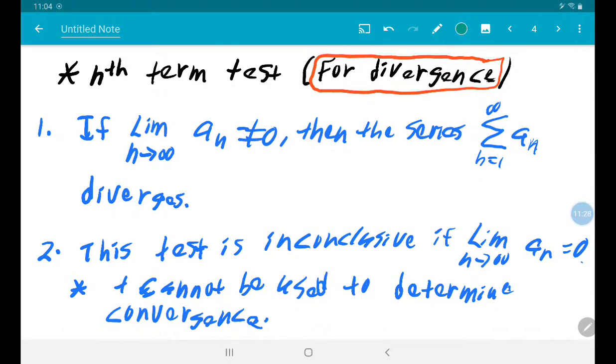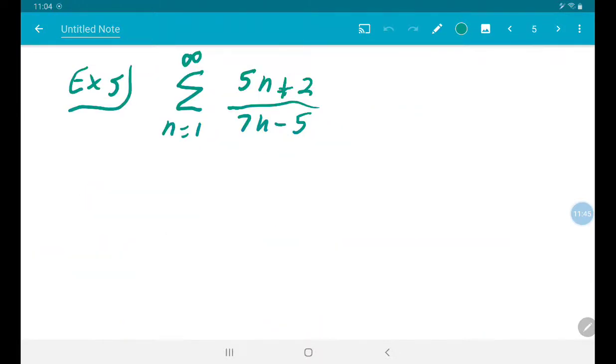Just because you're adding something close to 0 out there does not mean it converges. And when I teach you the integral test, I'll show you how that kind of works. But it can be used to tell very quickly if something diverges. Couple examples here. I have the series from 1 to infinity, 5n plus 2 over 7n minus 5.